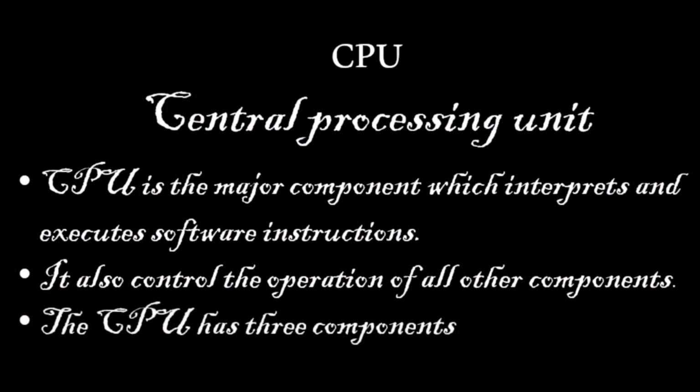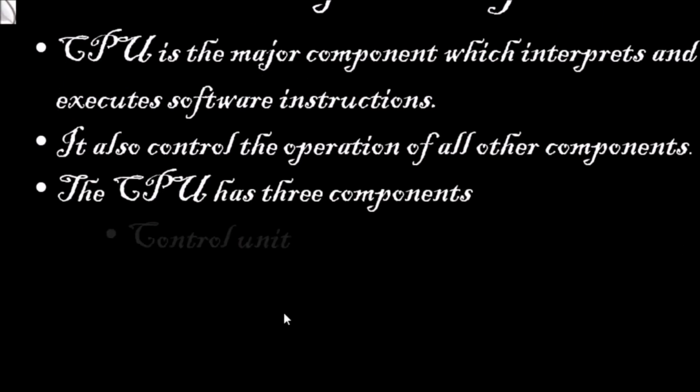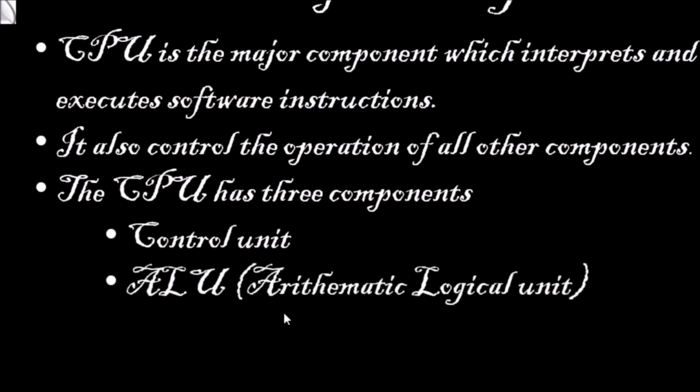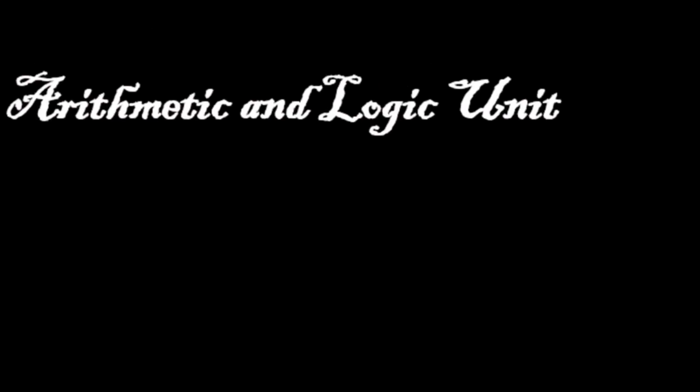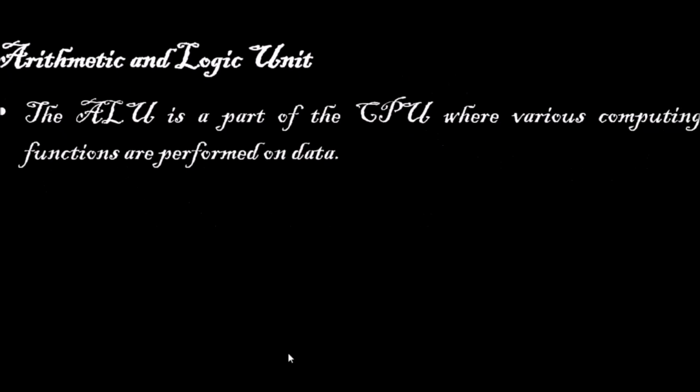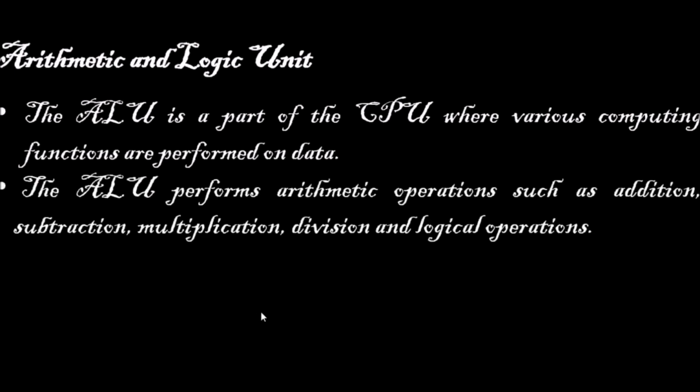The CPU has three components: the control unit, the ALU, that is the arithmetic and logic unit, and the memory unit. The ALU is used to calculate information, calculate sums and give logical decisions. It is the part of the CPU where various computing functions are performed on data, calculating data with great efficiency and accuracy. The ALU performs arithmetic operations such as addition, subtraction, multiplication, division, and logical operations.